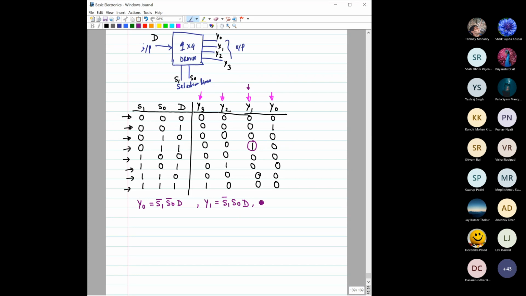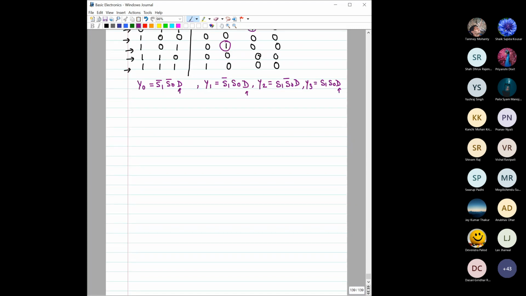Okay, what about Y2? Can you tell me quickly? Y2 is S1, S0 bar, D. Y3 is S1, S0, D. So here it is clear, right? For all the cases, the D, the data, has no bar, because obviously only then will we get 1 here. Otherwise, there should not be a bar on this D.